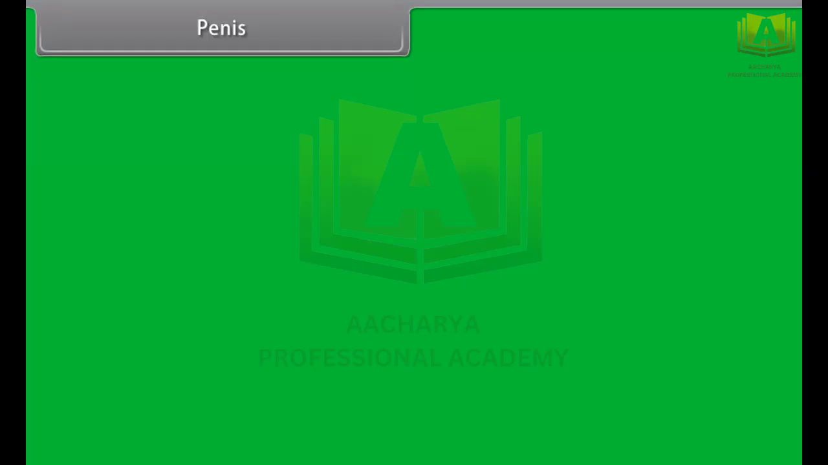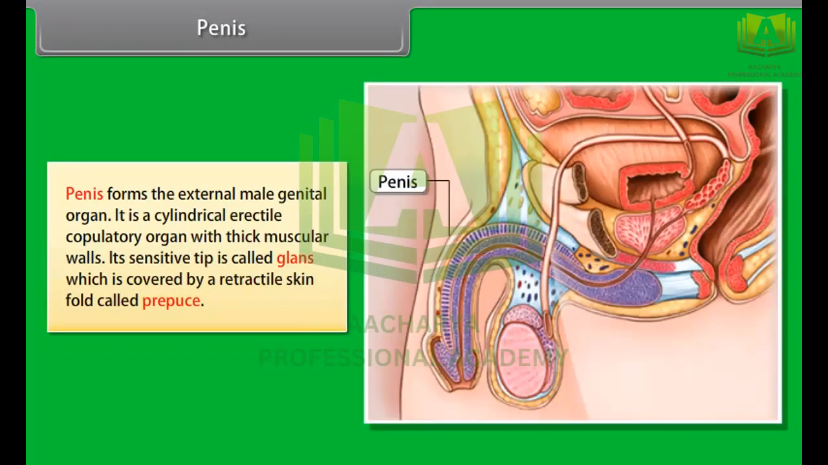Penis. Penis forms the external male genital organ. It is a cylindrical erectile copulatory organ with thick muscular walls. Its sensitive tip is called glans, which is covered by a retractable skin fold called prepuce.